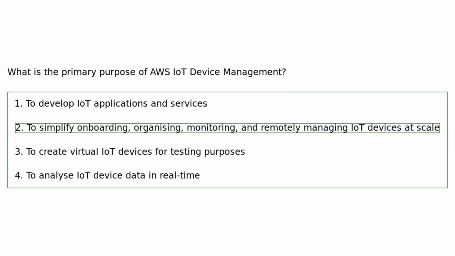AWS IoT Device Management is designed to simplify the process of onboarding, organizing, monitoring, and remotely managing IoT devices at scale, helping organizations to efficiently manage their IoT device fleets.